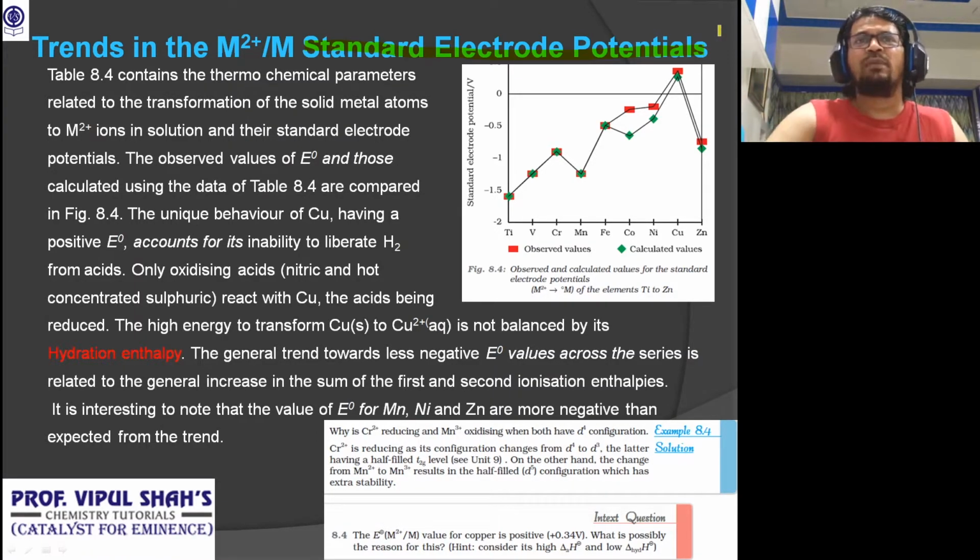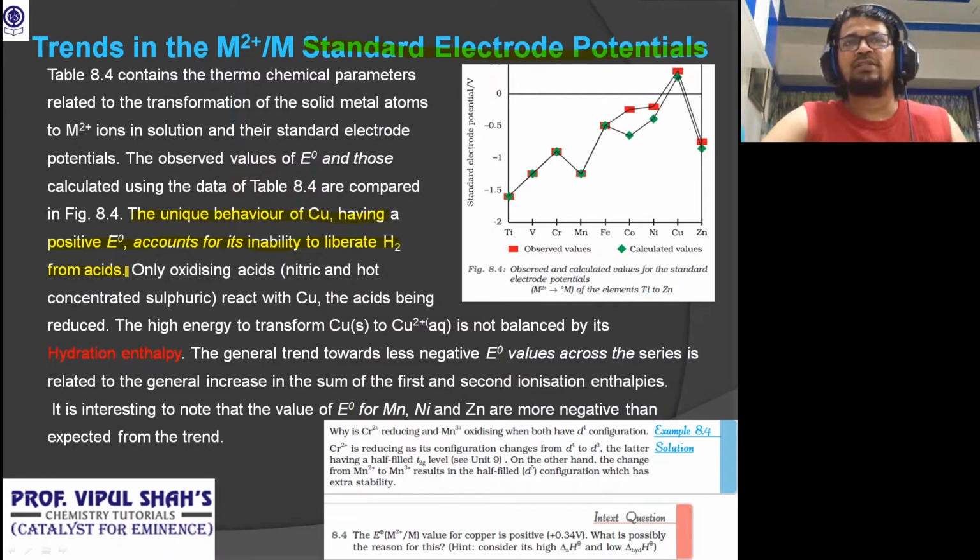Have a look at what I'm discussing here. Just see on the slide, please. It says the observed value, the unique behavior of copper having positive value, accounts for its inability to liberate hydrogen from acids. What is the logic of inability? Inability to liberate hydrogen means copper has to get oxidized and the H+ ions have to get reduced. So copper has less tendency, but there is an exception with respect to concentrated nitric acid, it does react. Otherwise, majority of the time cupric ions will always get reduced to copper.